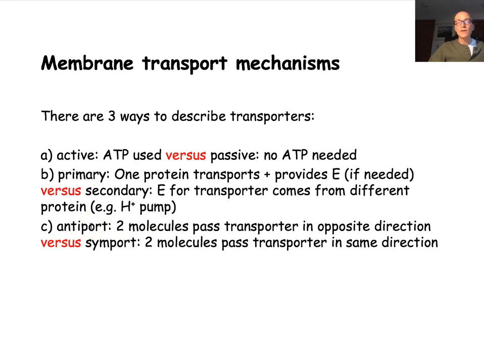So it can use the energy from the molecules of the antiport in order to bring in a molecule from the opposite direction. And a symporter is very similar to an antiporter, except that they're not going through a revolving door, one in, one out, but both going in at the same time or both going out at the same time. So there you have two molecules that pass the transporter in the same direction. We'll take a look at a number of those examples as the lecture progresses.